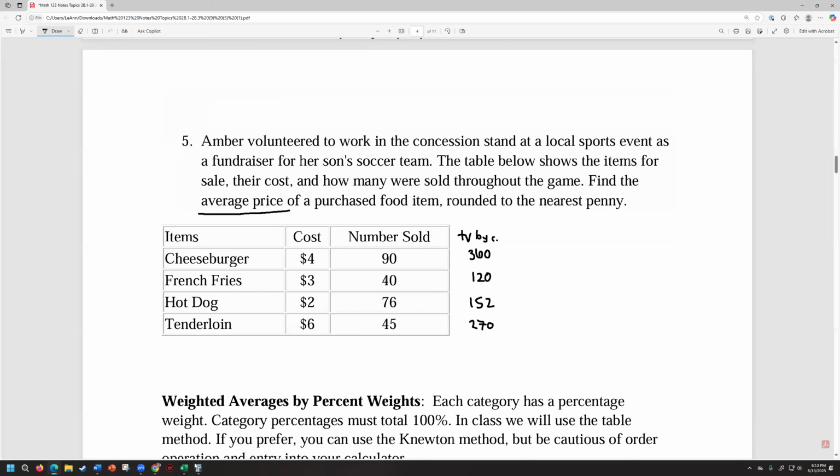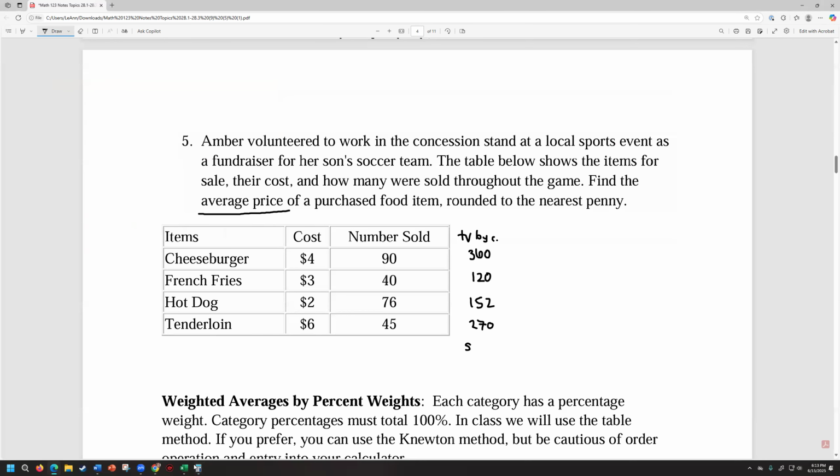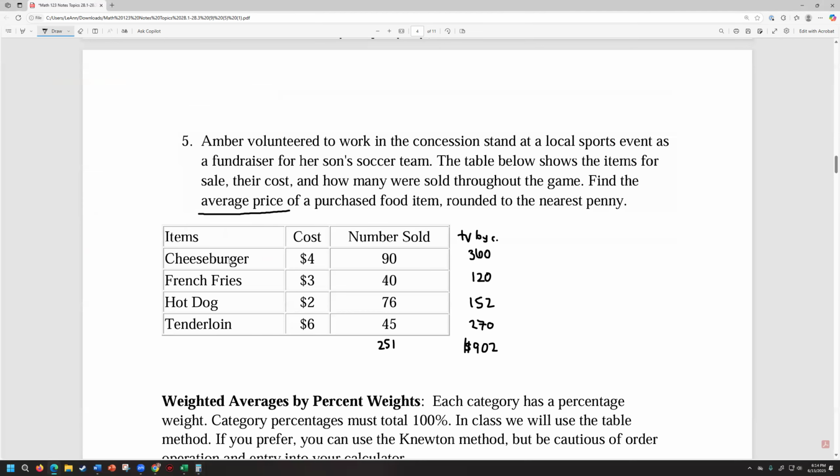Okay, so we need to know our total value, which is that money. This is all the money they collected. So 360 plus 120 plus 152 plus 270. That's going to be $902 total that they collected. And we need to know how many items they actually sold. So 90 plus 40 plus 76 plus 45. They sold 251 total items.